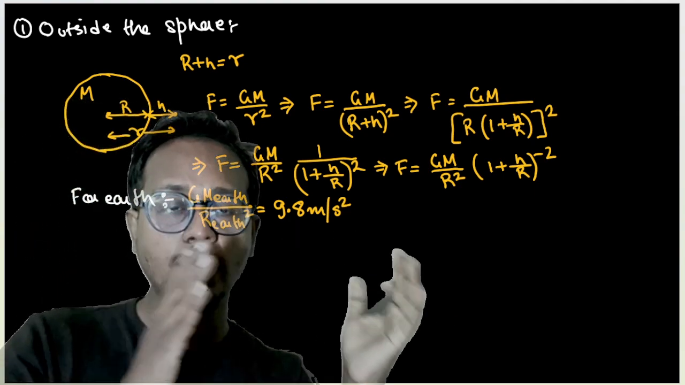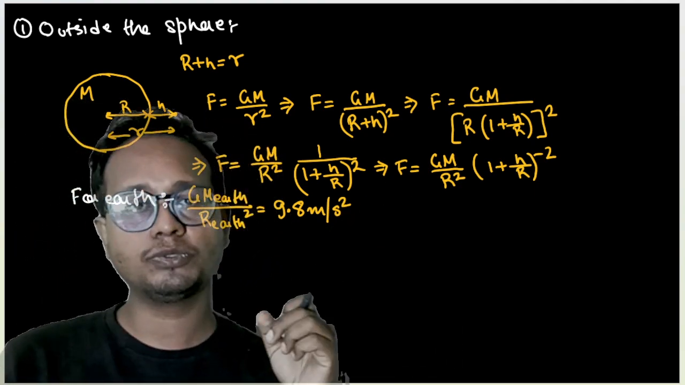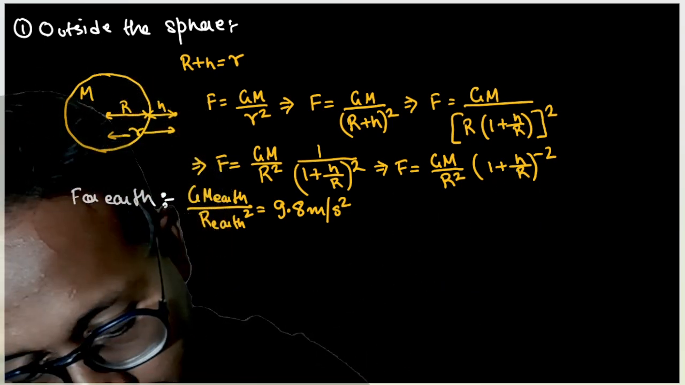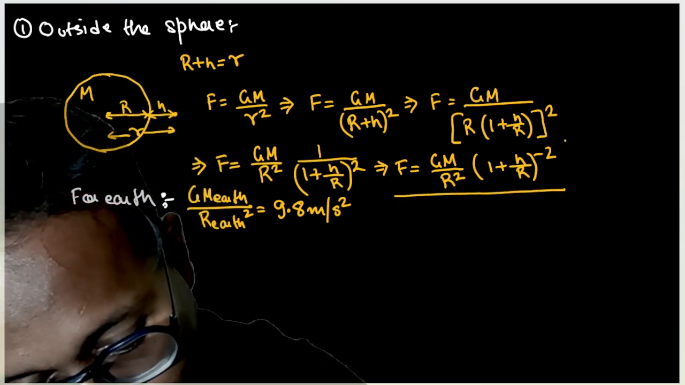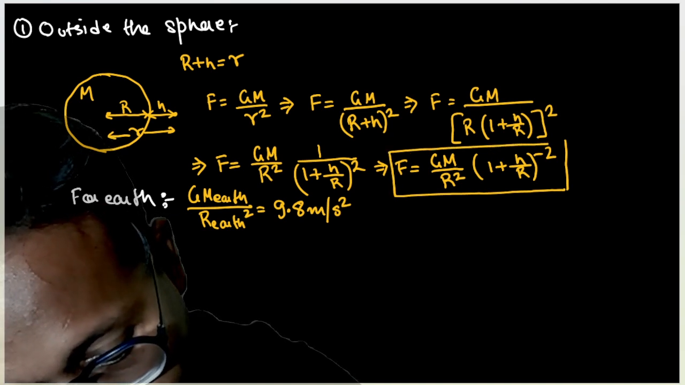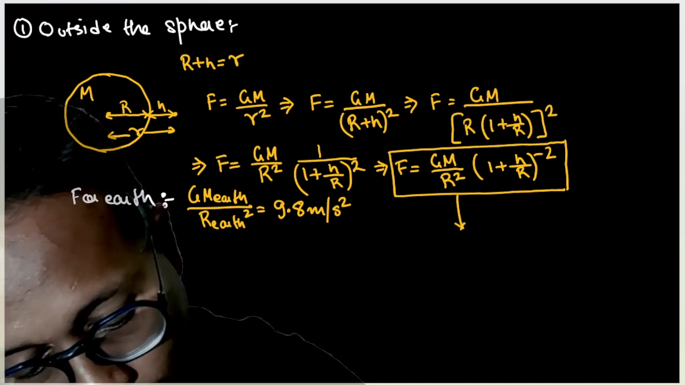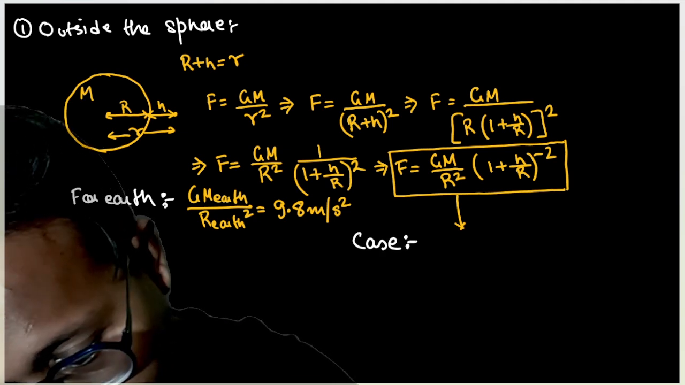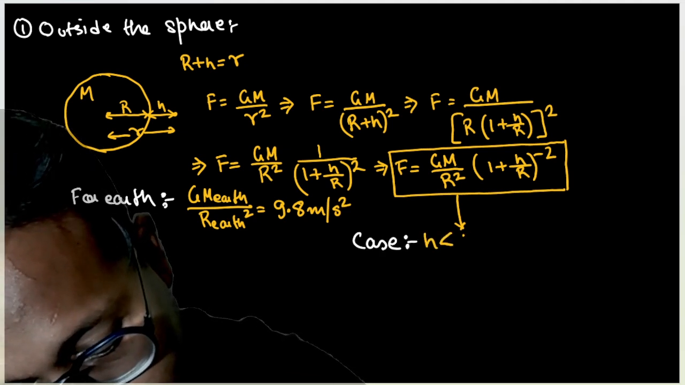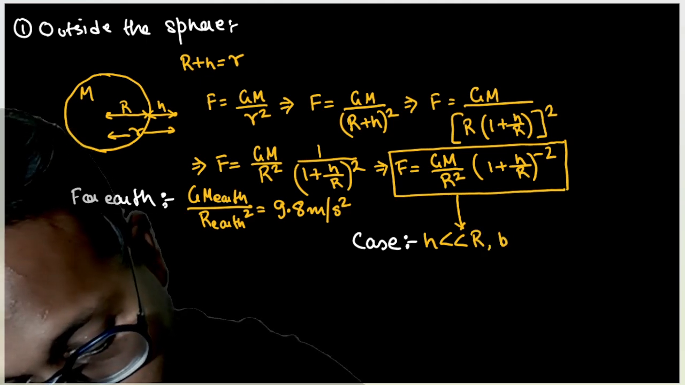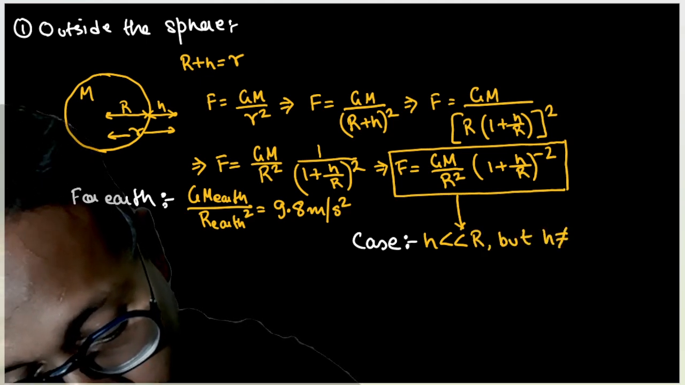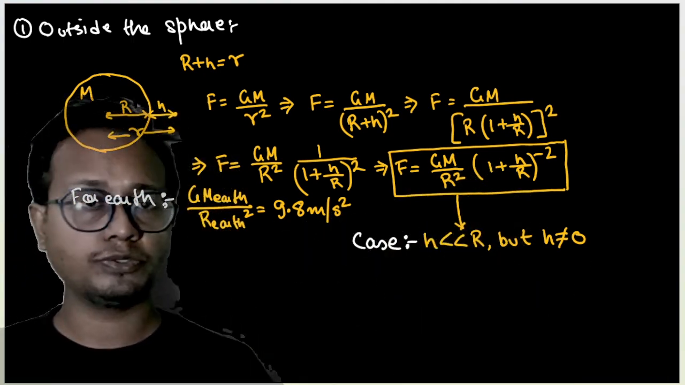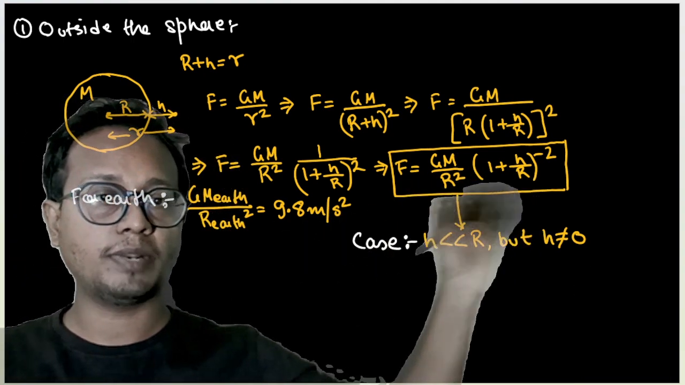So what kind of approach do we follow out there? I cannot make h equal to 0, isn't it? So this same formula is the formula for the field outside the planet. Now the case is: h is very small compared to R, but not small enough that it is considered to be 0. That means h is very small, but not small enough that you make it equal to 0. So what kind of approximation can we apply out here?